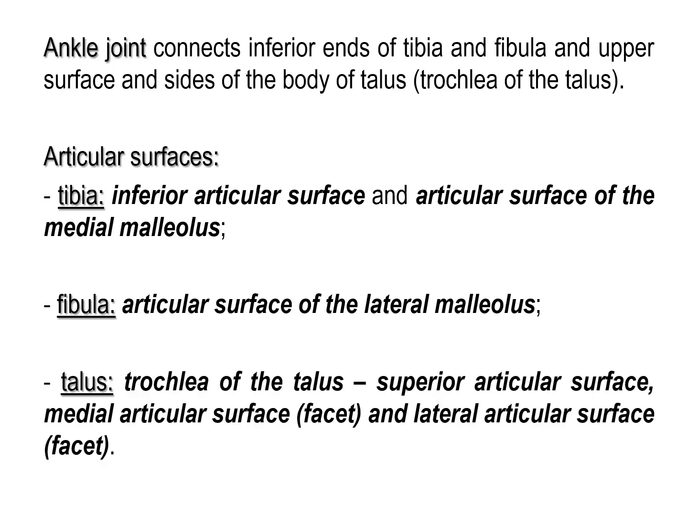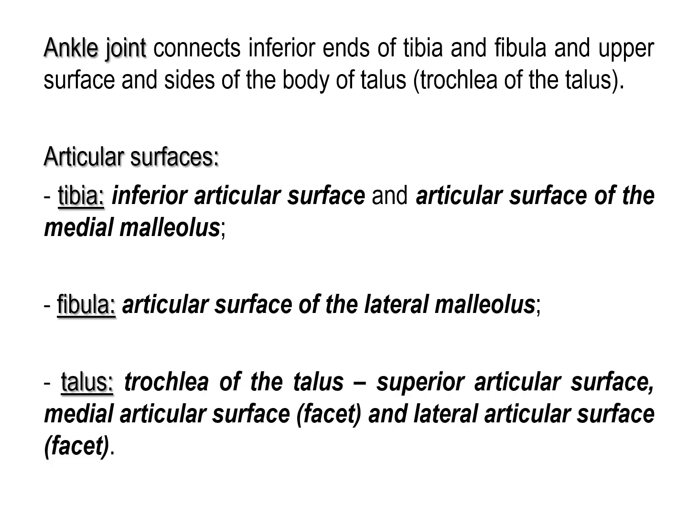Articular surfaces are located at the lower end of the tibia and fibula and also at the superior surface of the body of the talus. At the tibia, articular surfaces are the inferior articular surface and the articular surface of the medial malleolus. At the fibula, the articular surface of the lateral malleolus. And the articular surface of the talus is the trochlea of talus.